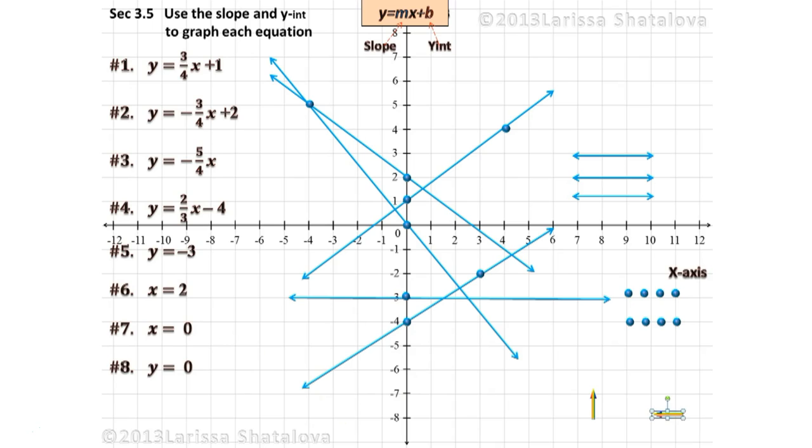Number 6, x is 2. Okay, so x-intercept is 2, and for all points which are here, x-coordinate would be 2, and slope is undefined because it's a vertical line.